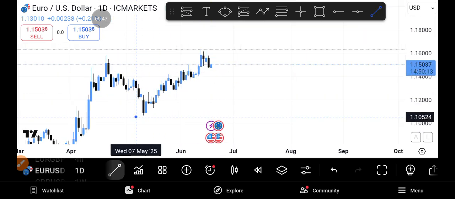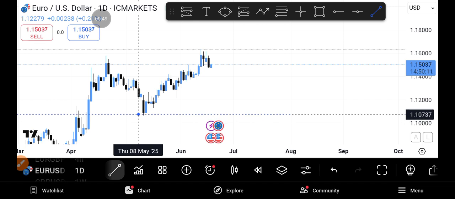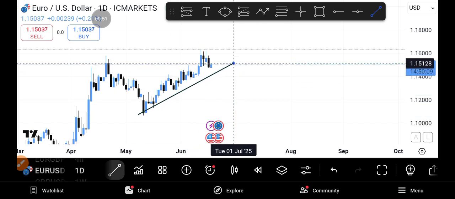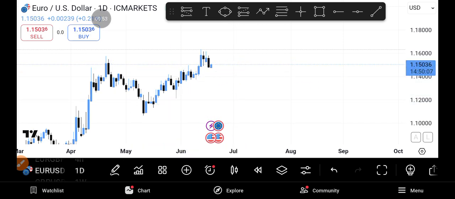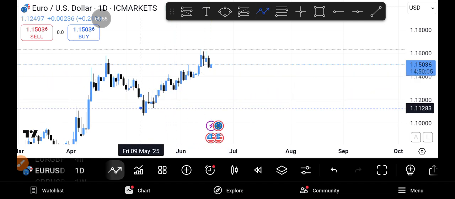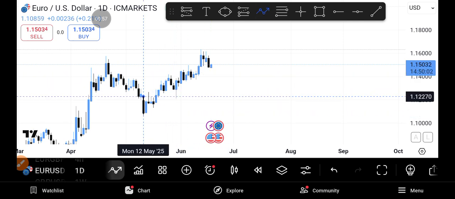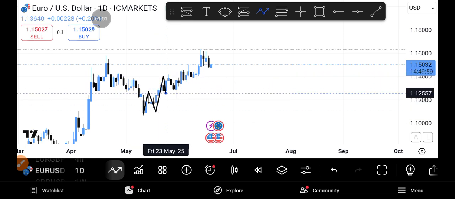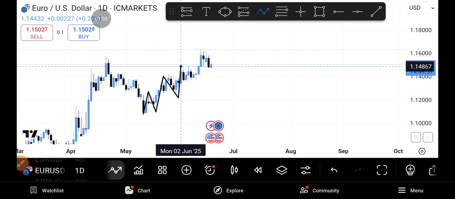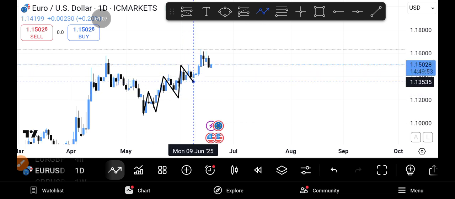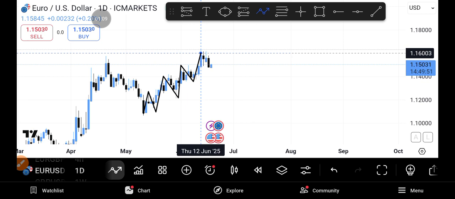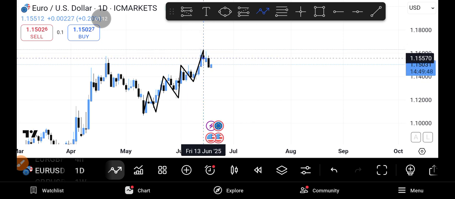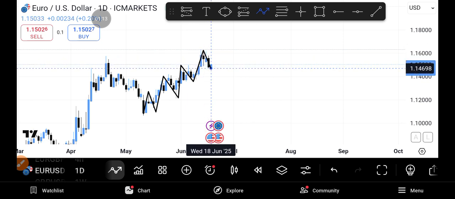this USD is in an uptrend. In an uptrend, we have a series of higher high, higher low, higher high, higher low, higher high, higher low. If you watch very well, here is a higher high. Now, this is the higher low.